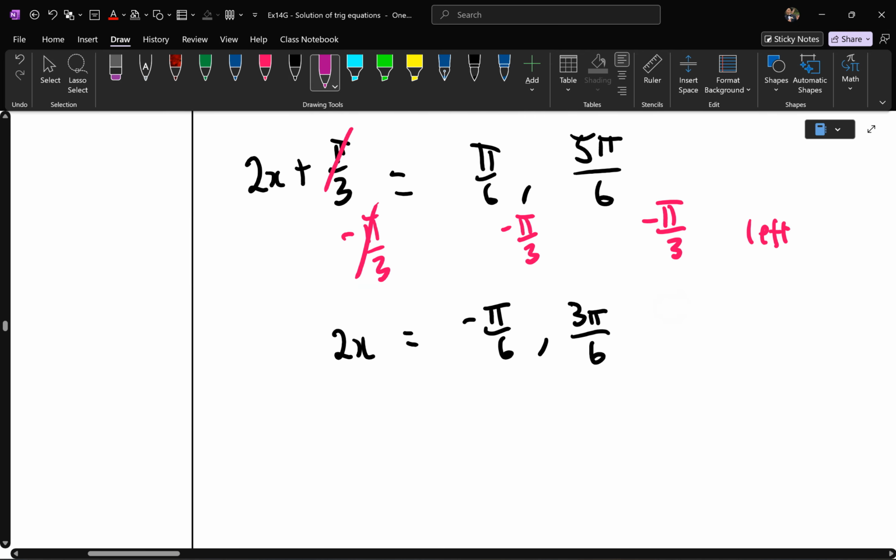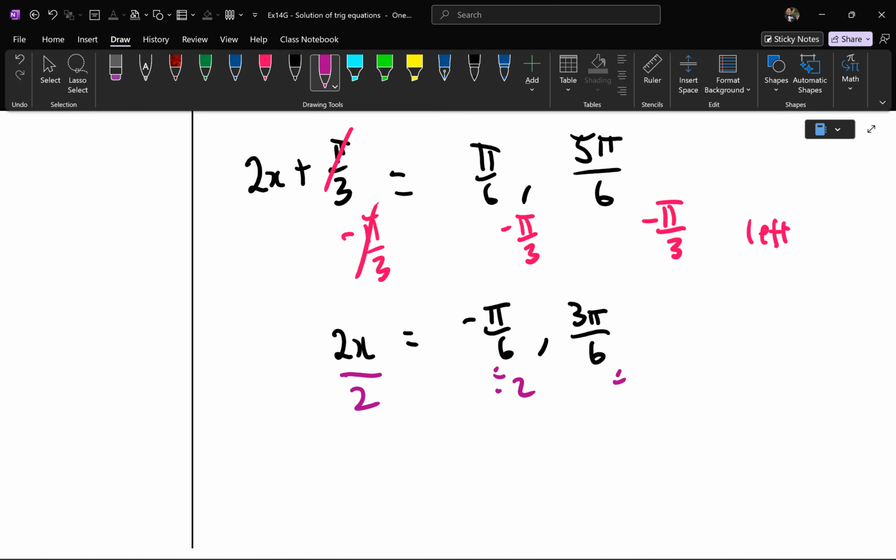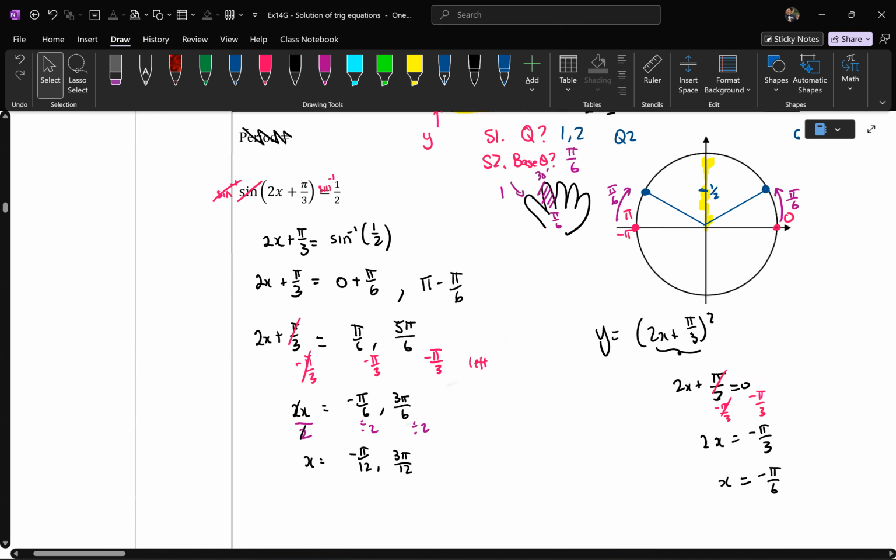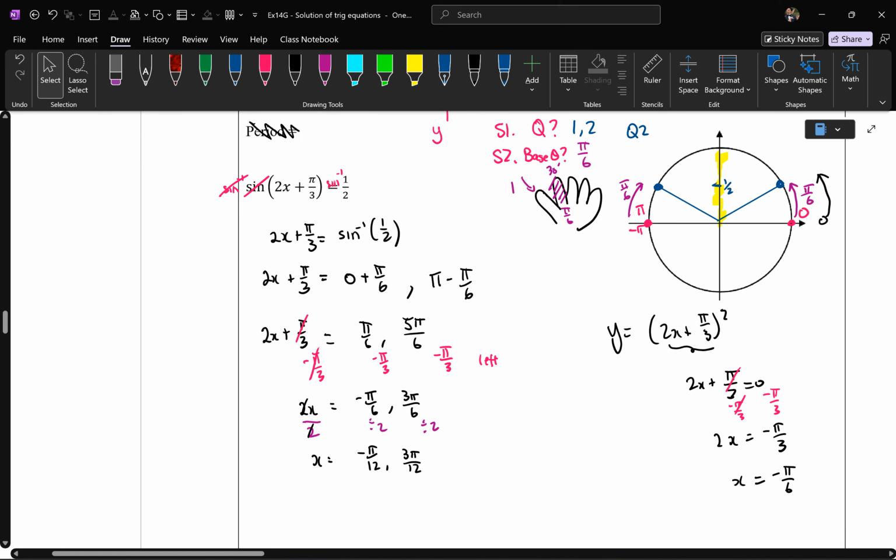Now, the last bit is divide everything by 2. And this is where you have to be careful. X equals negative pi on 12. And then this becomes 3 pi on 12, which is really a quarter. But you haven't done anything wrong up until this point. Everything is correct, but the answer is not fully correct.